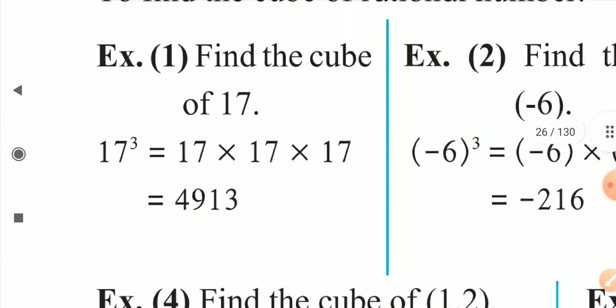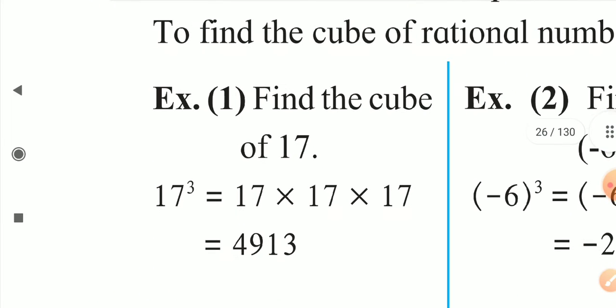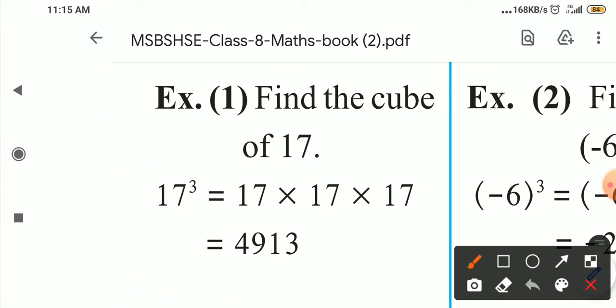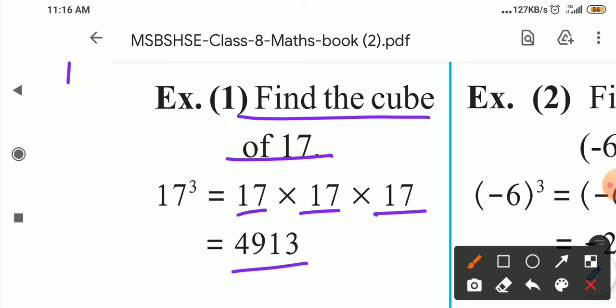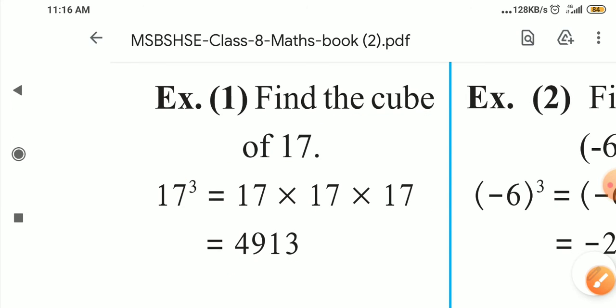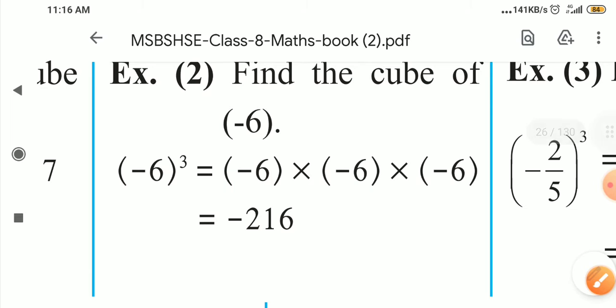Now the question: find the cube of 17. So do the multiplication of 17 into 17 into 17. First you have to do 17 into 17, and then multiply the answer again with 17. You will get 4913. 17 is positive, so its cube is also a positive number. Okay, positive integer if you say, then also no problem.